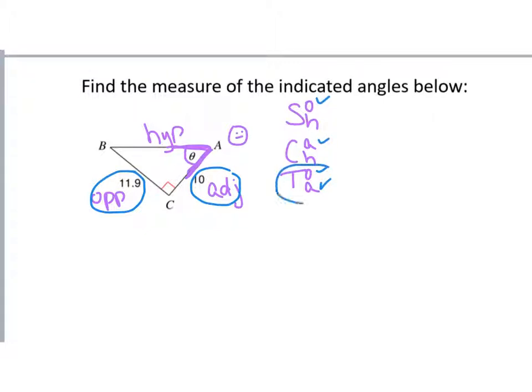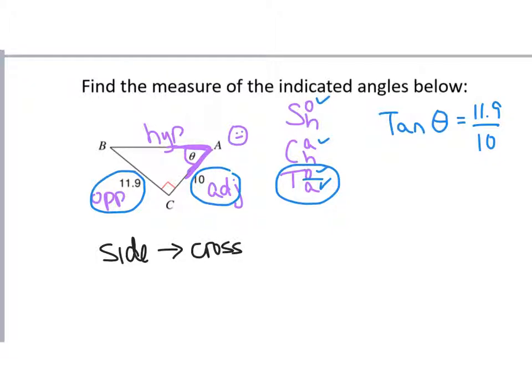So the trig function I want to use is tangent. Tangent of the angle equals opposite over adjacent. So opposite is 11.9. Adjacent is 10. And then we need to think about, remember, sides cross multiply, angle inverse.